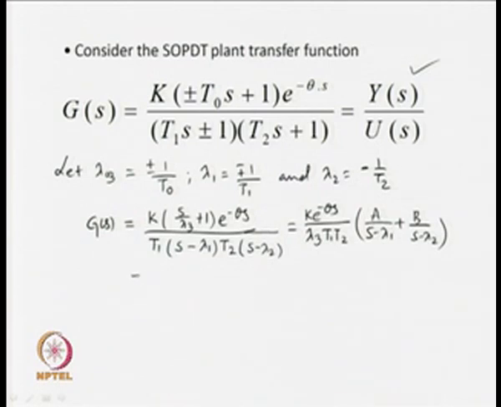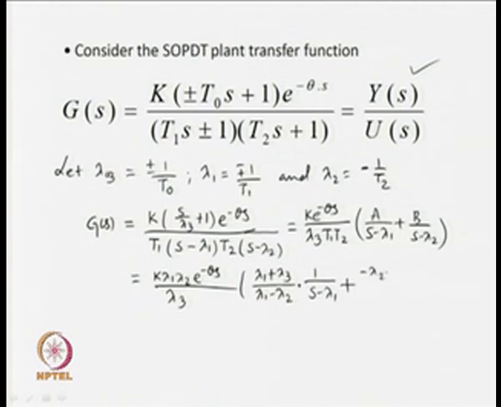Then this can further be written as k lambda 1 lambda 2 e to the power minus theta s upon lambda 3, times (lambda 1 plus lambda 3) divided by (lambda 1 minus lambda 2), times 1 upon (s minus lambda 1), plus minus (lambda 2 plus lambda 3) divided by (lambda 1 minus lambda 2), times 1 upon (s minus lambda 2). So, why are we writing in this form? The benefit of writing in this specified form is that we will be able to get the transfer function model expressed in some convenient form.